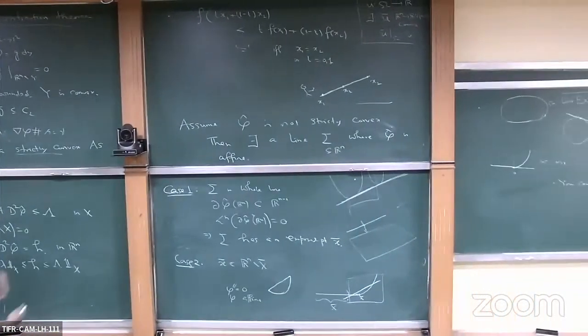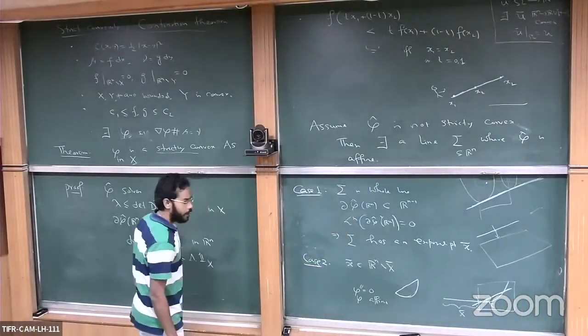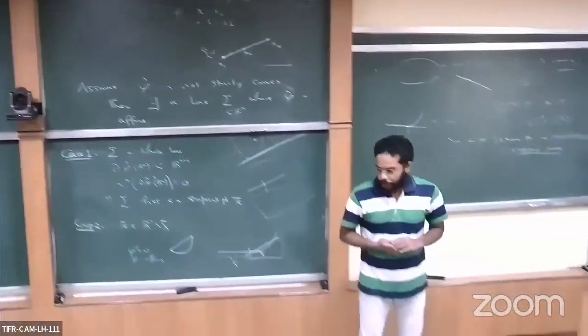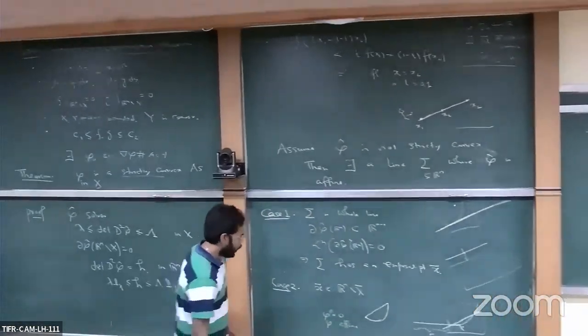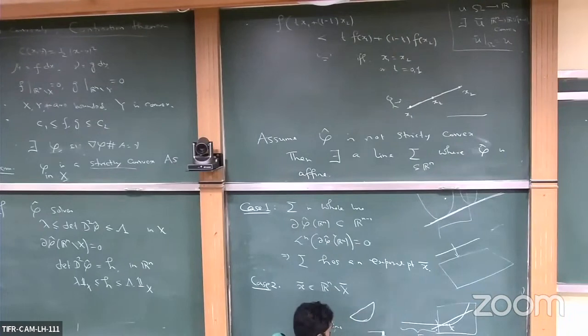In high dimension, of course, if the determinant vanishes, that means at least one of the eigenvalues vanishes. That means in at least one direction it is affine. Let me tilt the picture so that this portion becomes 0. You have other directions also, but at least in one direction it is affine.